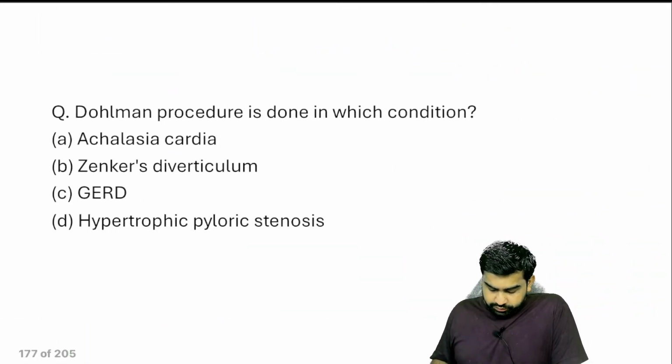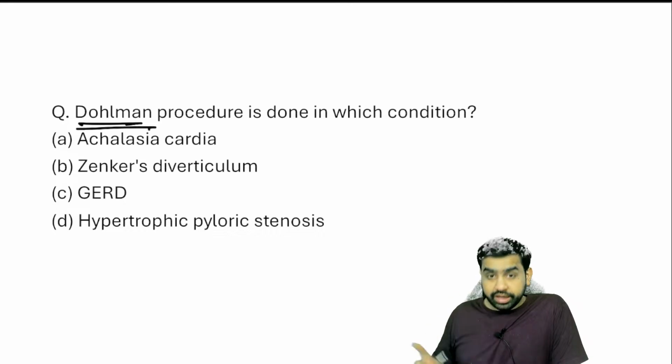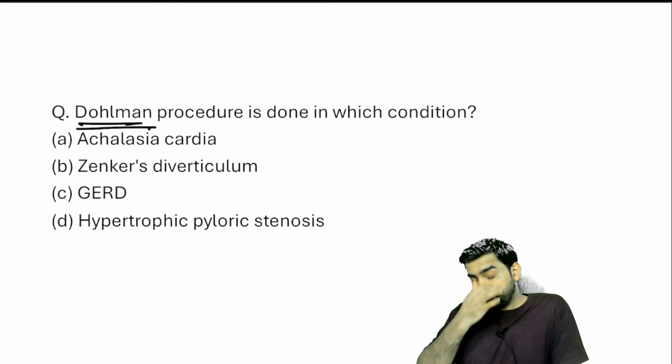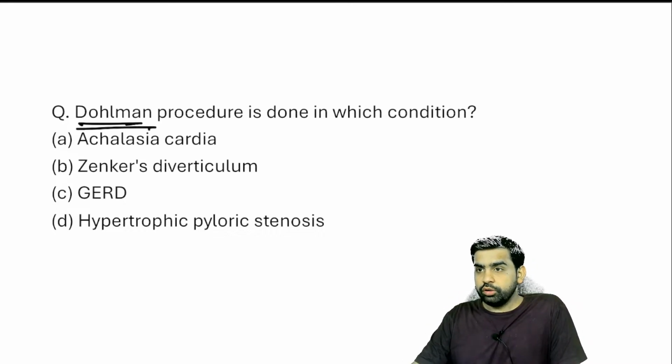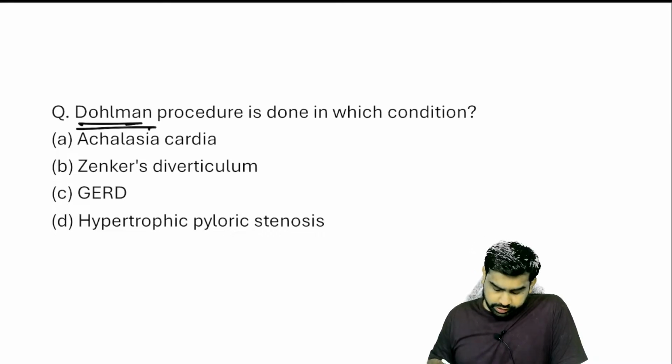Forget about this, ET and everything. Now this Tollman's procedure is again very, very important. The Tollman's procedure is done for which condition? Can you please help me with this? Where do you perform this particular Tollman's procedure? Yeah, the answer over here is a Zenker's diverticulum.